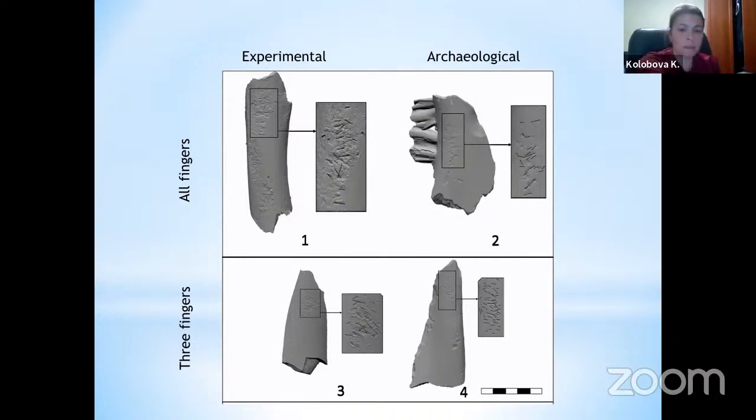So it looks like it was optional. It depends on what the Neanderthal had in mind. For example, if you want to rejuvenate the edge of the bifaces or of the scraper, it's easier for you to use three fingers, and it means that all of the long pits will be more or less parallel. But if you want to do something different, if you want to produce a new scraper or biface, or to produce the tip on the biface, scraper or point, you need more variable movement of your hand.